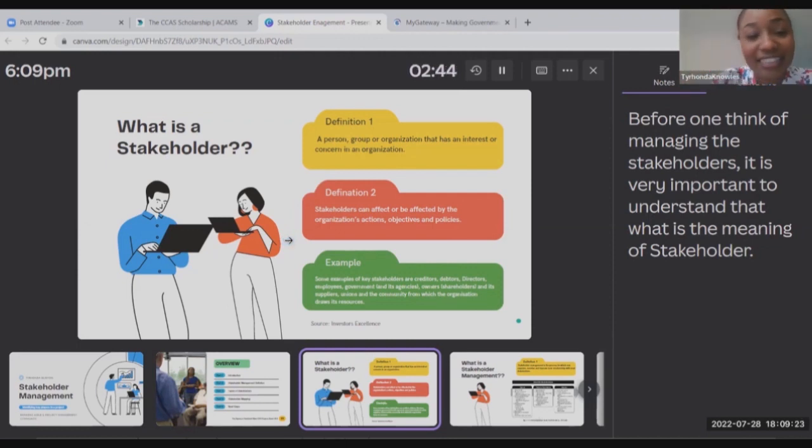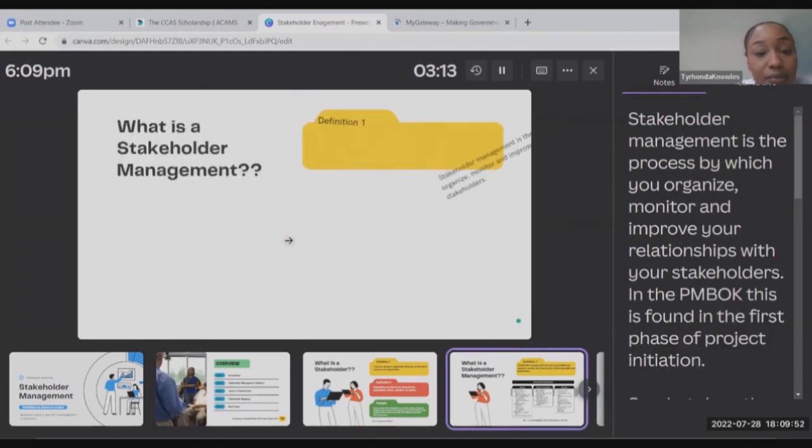All right. So like I said, essentially for us as project managers in the IT space, we understand that engaging the right people, the right groups at the right time is very, very important. And this definition was taken from investorsexcellence.com. So essentially, as you may be aware, a stakeholder is anybody who has interest or concern in the project and or organization that you're assigned to at a particular time.